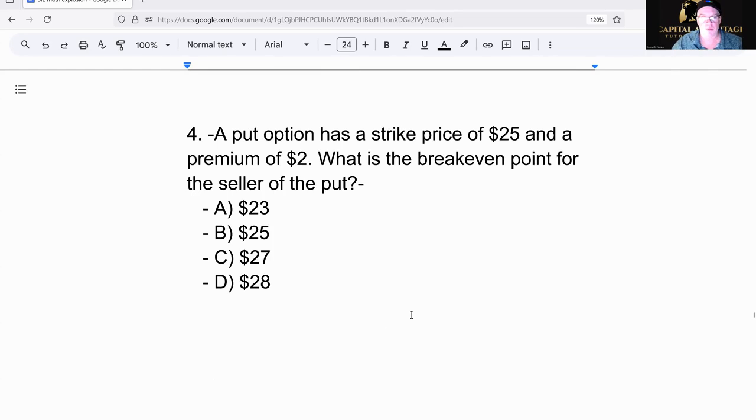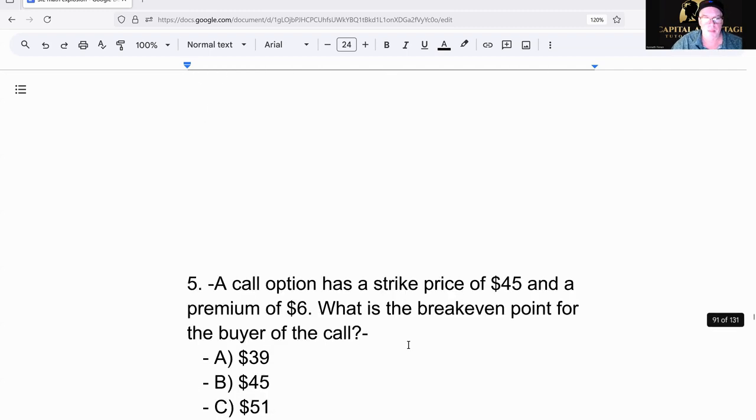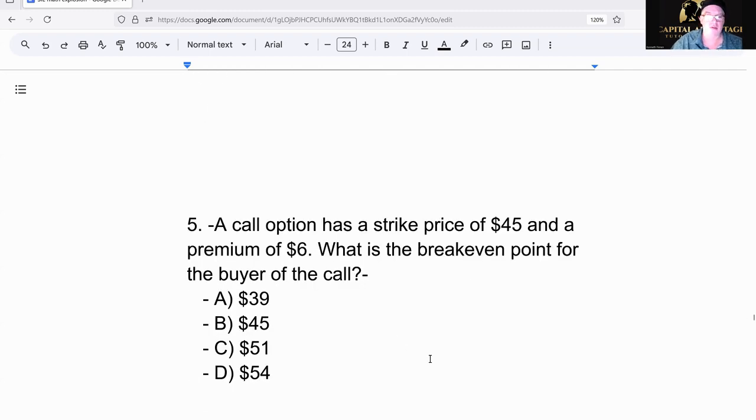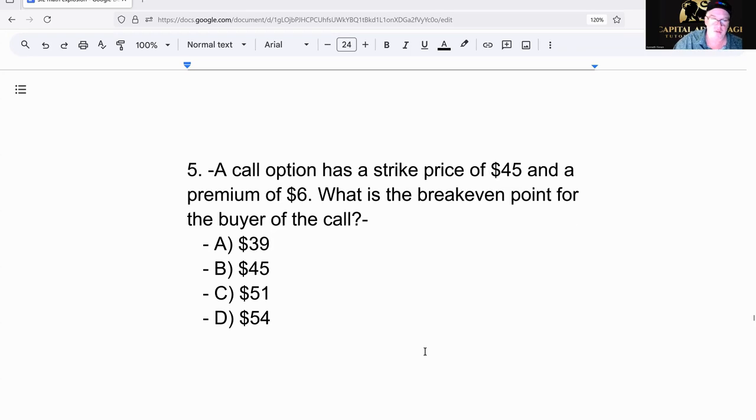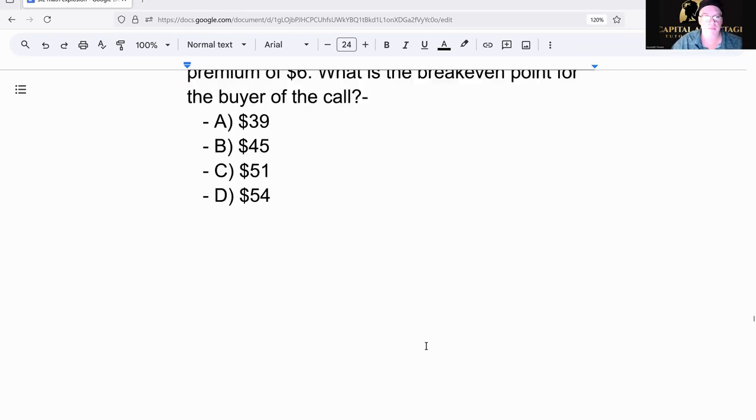A put option has a strike price of 25 and a premium of 2. 25 minus 2 is 23. Moving on. A call has a strike of 45 and a premium of 6. 45 plus 6, 51. Moving on.